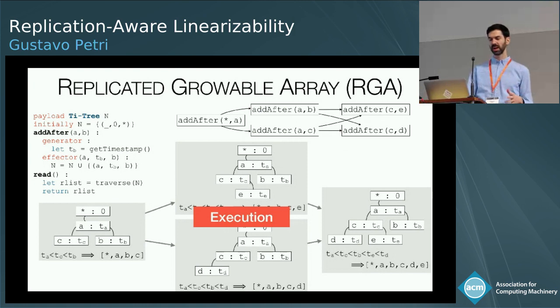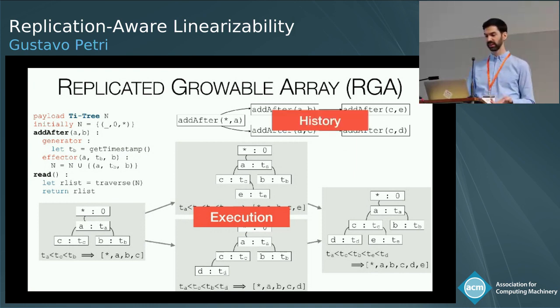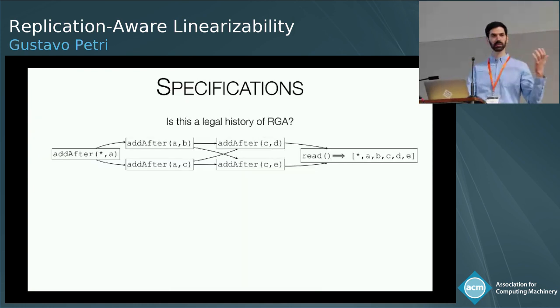Okay? From now on, I'm going to call the thing at the bottom an execution. It's the execution of the implementation. And the thing at the top, I'm going to call a history. A history captures the causality in the execution. All right, so then we're trying to specify data types. A question is, can we actually argue that this is a legal execution for RGA? Let's try to do this. Is there any way to look at this as if it were a list? Let's try to do that.